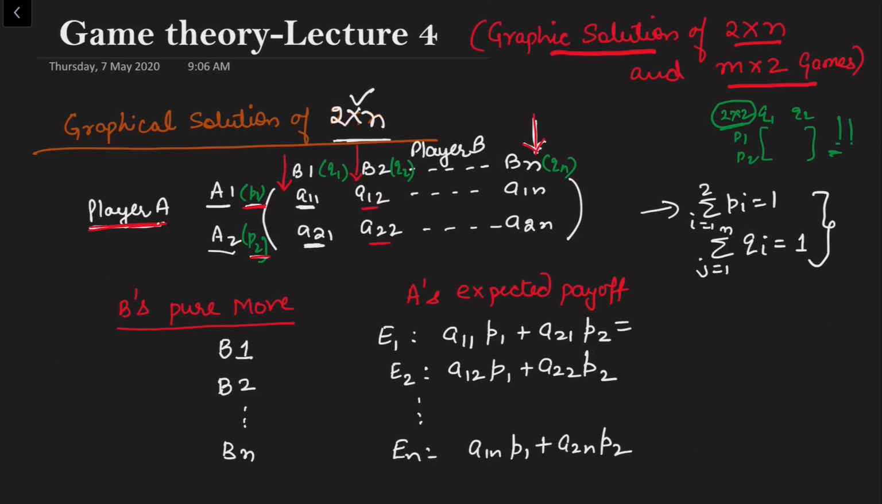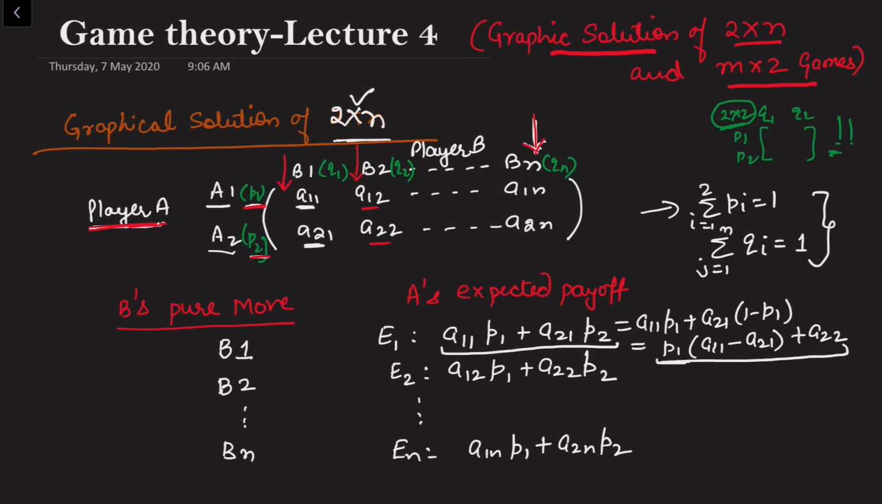We may also write this whole quantity in terms of only one variable, P1, by simply writing P2 as 1 minus P1. So we may write A11 P1 plus A21 times (1 minus P1). If I take P1 common, this means A11 minus A21, and then plus A21. So we may write this either only in terms of P1, or in the form of P1 and P2. Both are fine, so you can take any one of these expressions.